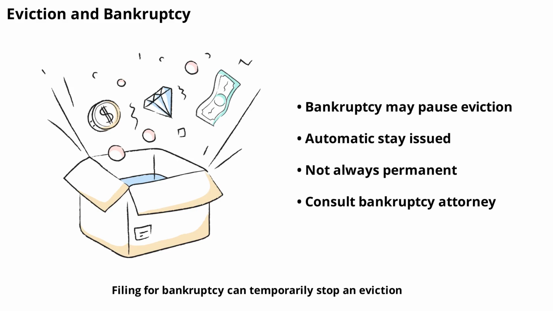Filing for bankruptcy can temporarily stop an eviction, but it does not always prevent it permanently. The court may issue an automatic stay, halting the eviction process while the bankruptcy is reviewed. However, if the eviction is for reasons other than non-payment, or if the landlord seeks relief from the stay, the process may continue. Tenants should consult a bankruptcy attorney for guidance.